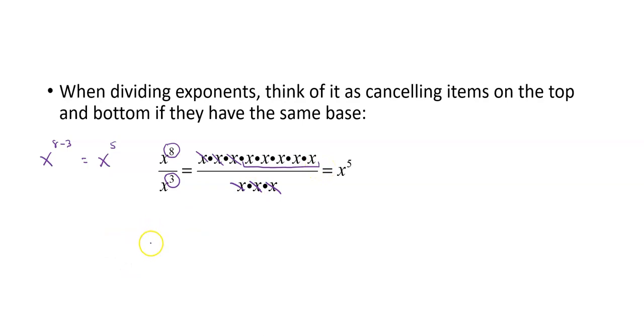Even if I had something like x to the third over x to the third, what would that be? It would be x times x times x over x times x times x. Everything cancels top and bottom, so I just get 1. If I did this with my exponent rule, I would do x to the top minus bottom power, which is just x to the 0, which, as long as x is not 0, gives us 1.